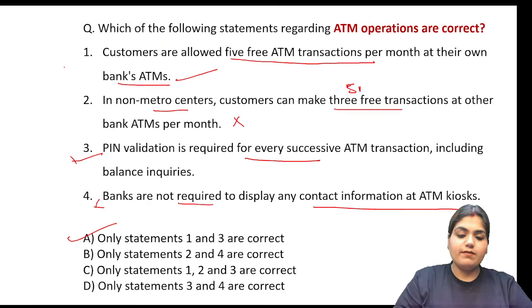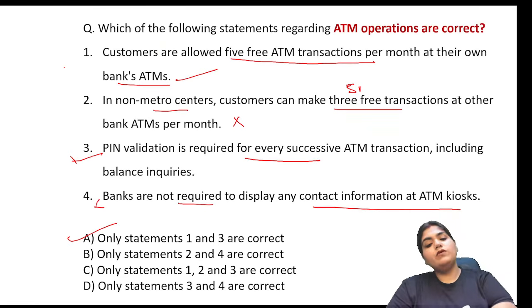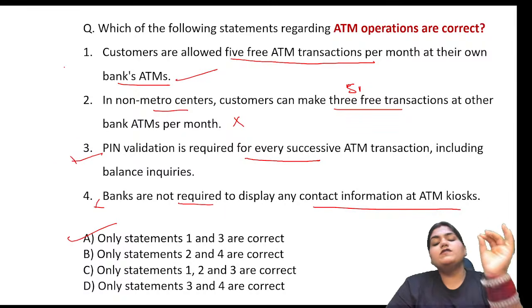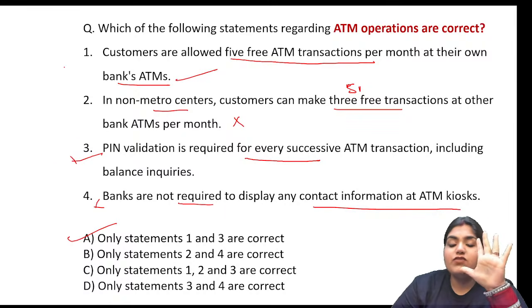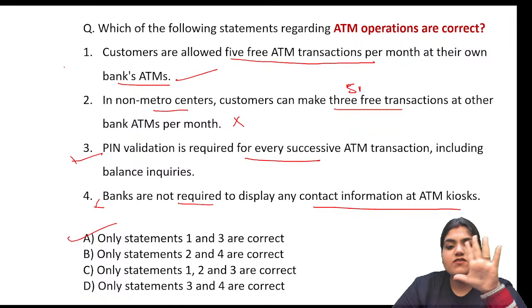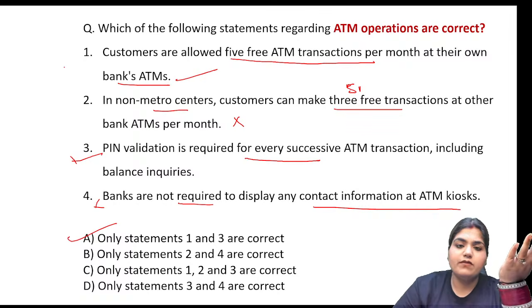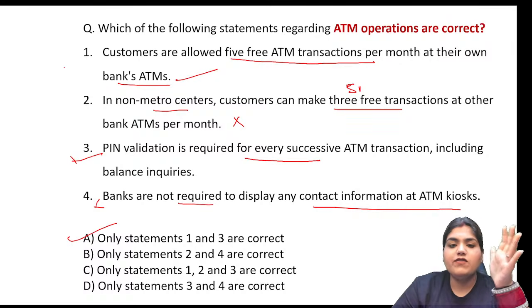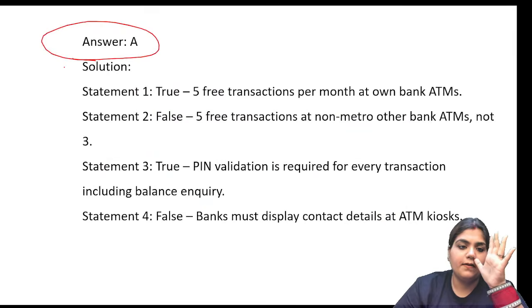Nice, Sushil ji. Statement number 4 is incorrect. Statement number 2 is also incorrect. In metro centers, it is 3 transactions from other ATM. In non-metro, it is 5 transactions from other ATM. From your own ATM, it is 5 transactions, which are free.